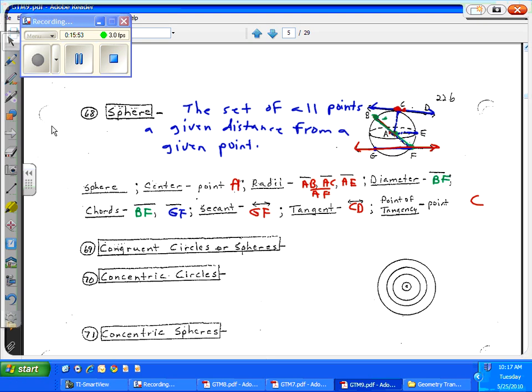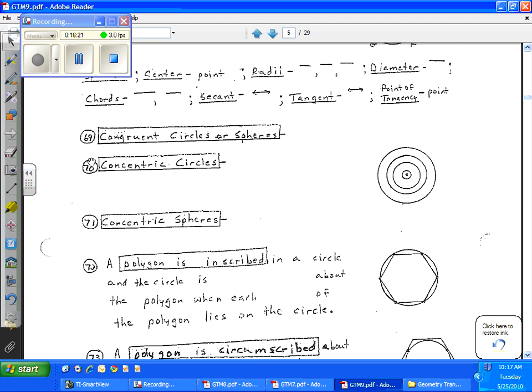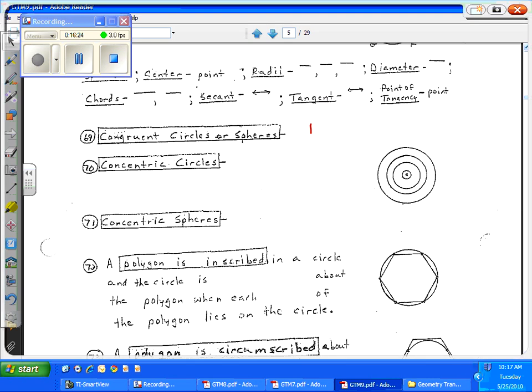Now, the thing that gives a sphere its size is its radius. The thing that gives a circle its size is its radius. All circles are the same shape and all spheres are the same shape, so it's kind of given that they're the same shape. In other words, every circle is similar to every other circle, and every sphere is similar to every other sphere. But to be congruent, the radii have to be equal because that's what gives them their size. So congruent circles or congruent spheres have equal radii. And again, radii is plural for radius. Radius is singular, okay?